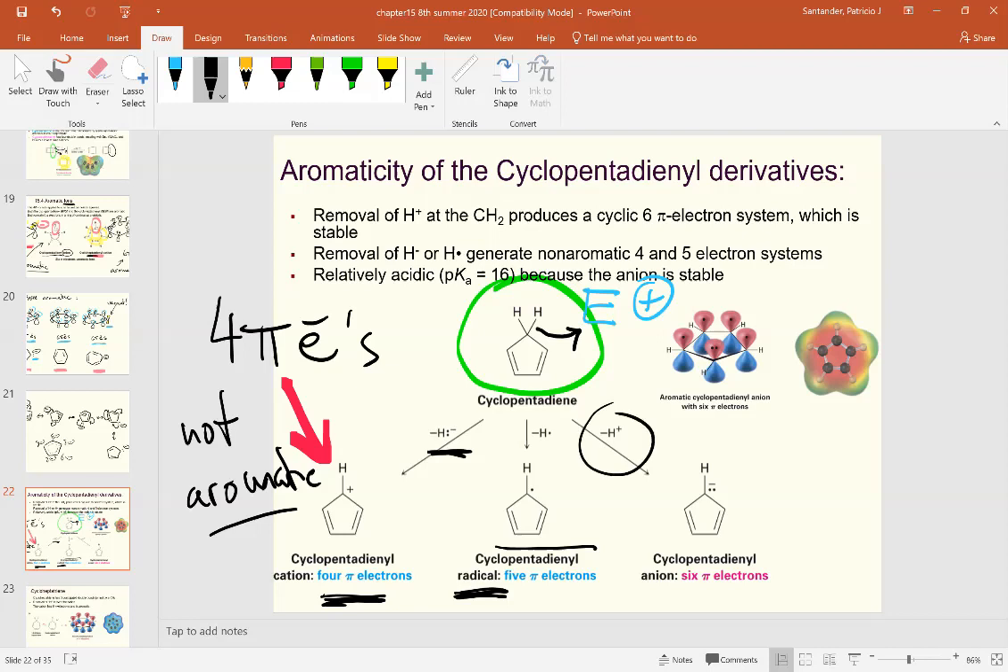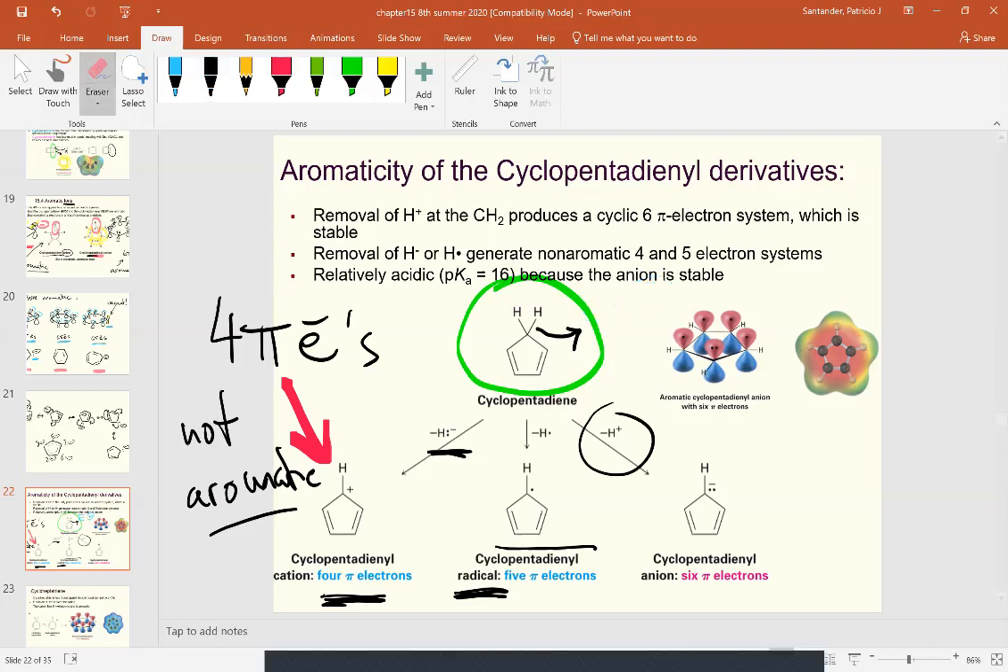And then the other thing that I can do is the removal of a proton, right? If I remove a proton, in that case, what I will leave behind will be the anion, and the anion has 6 pi electrons. So this guy here has 6 pi electrons, and that's why we say that it is aromatic, right? So this guy is aromatic. That is the one we were discussing before.